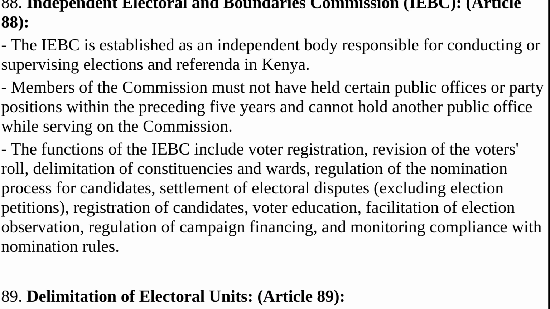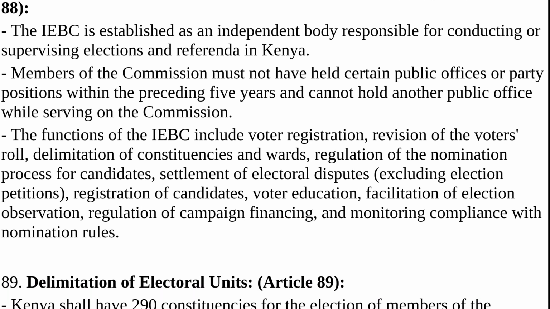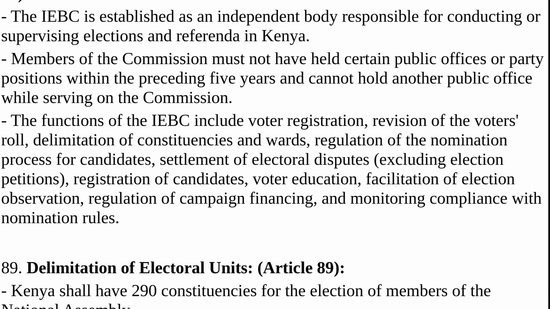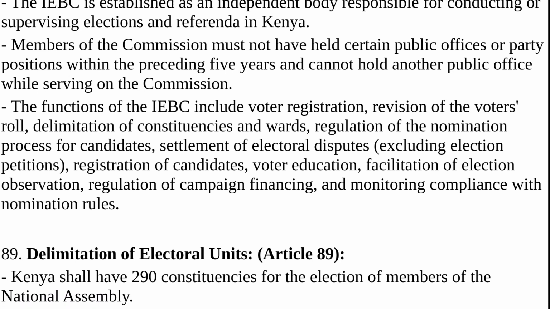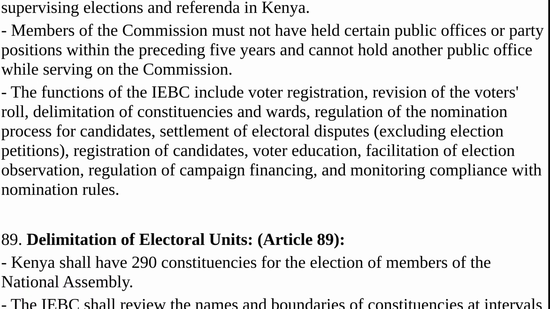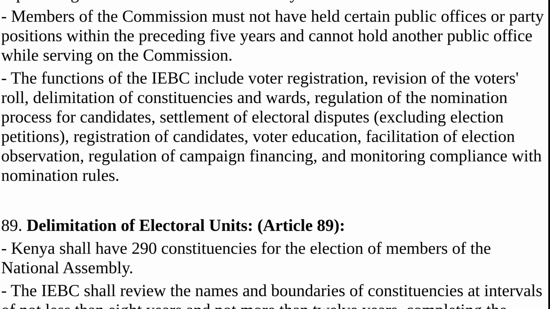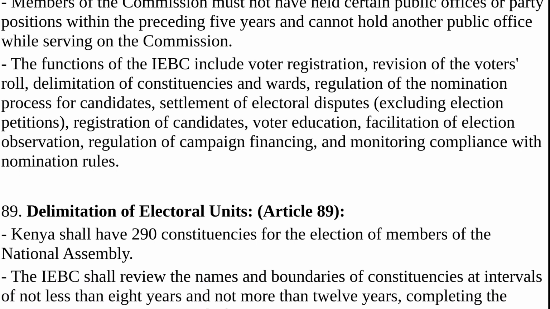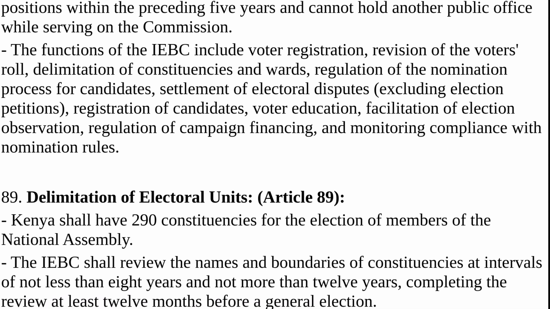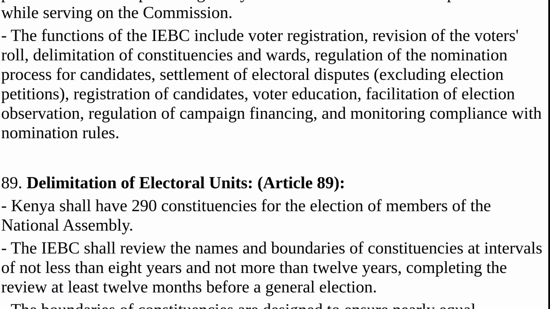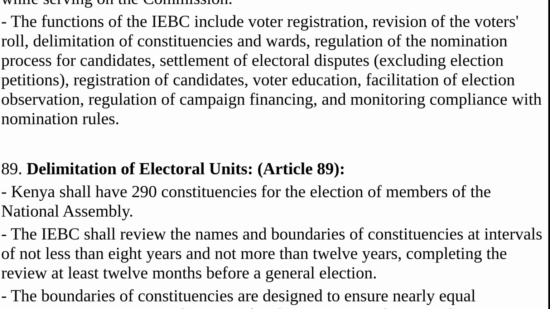89. Delimitation of electoral units. Article 89. Kenya shall have 290 constituencies for the election of members of the National Assembly. The IEBC shall review the names and boundaries of constituencies at intervals of not less than 8 years and not more than 12 years, completing the review at least 12 months before a general election.